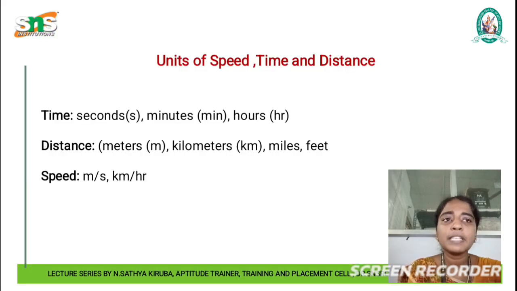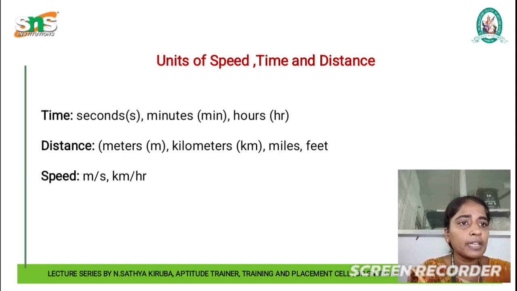Now, the units of speed, time and distance are listed here. For time we will be using seconds, minutes and hours. And for distance we use the units meter, kilometer, miles, feet. Usually in speed-distance problems we have speed given in the units of meter per second and kilometer per hour.